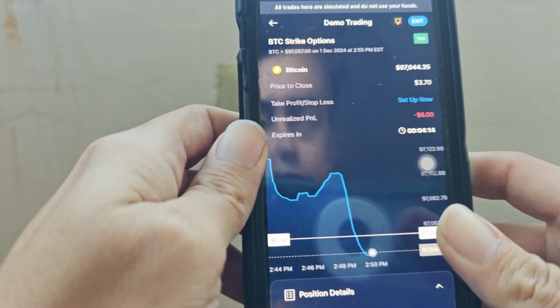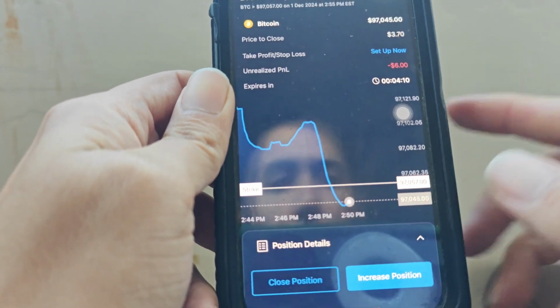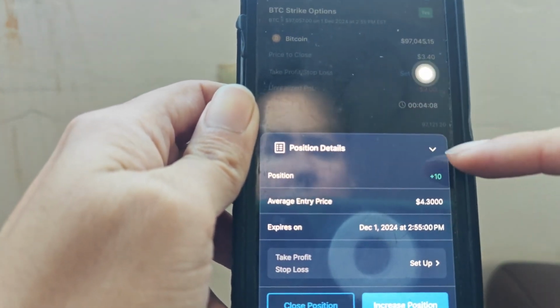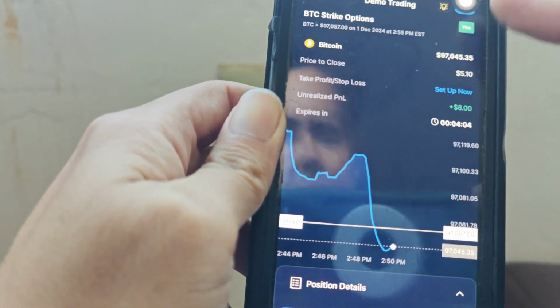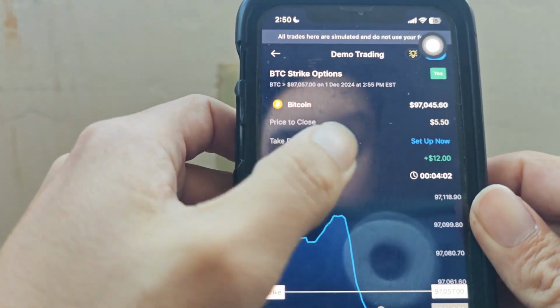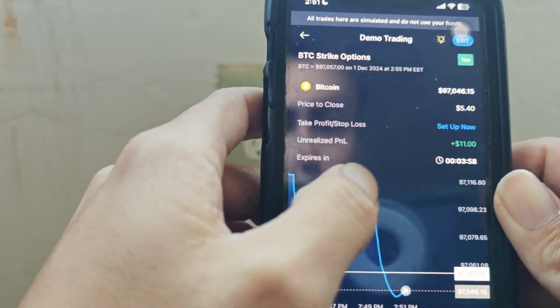You can see where it's at. It shows you the price option. You can close the position. You can increase position. Very, very good user interface in my opinion. Very simple to understand. Price to close, right? Take profit, set up now. You can even set up a take profit.